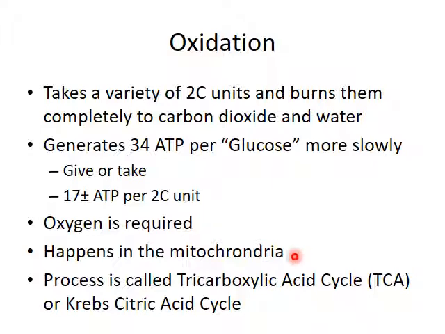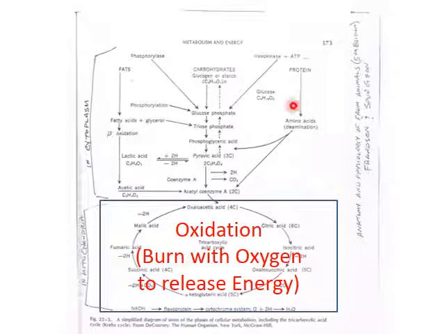This happens in the mitochondria, and you're going to hear it called a number of different things: TCA cycle, tricarboxylic acid cycle, the Krebs citric acid cycle, the citric acid cycle. All those things are the same. Two carbon units to CO2 and water. So we look down here, this big circle here, the cycle is oxidation, and we burn with oxygen to release all the energy remaining in the parts that get this far.